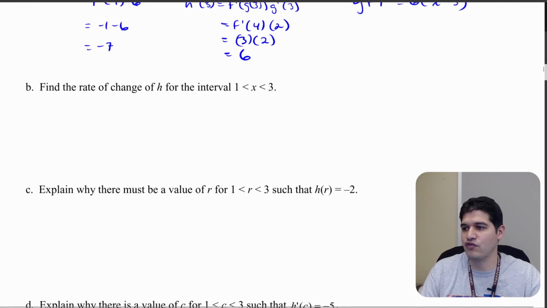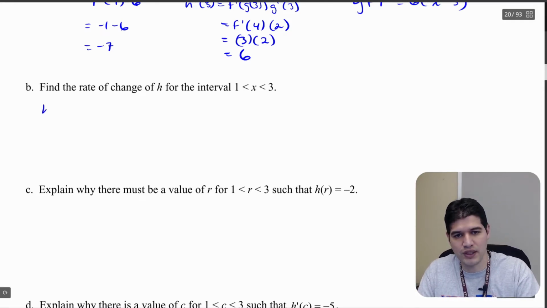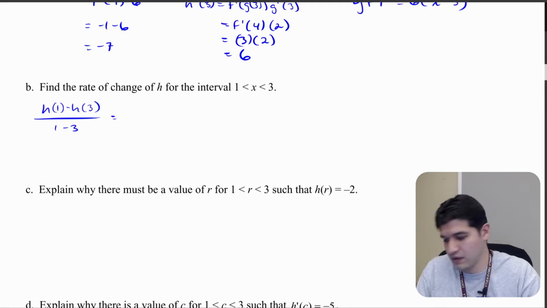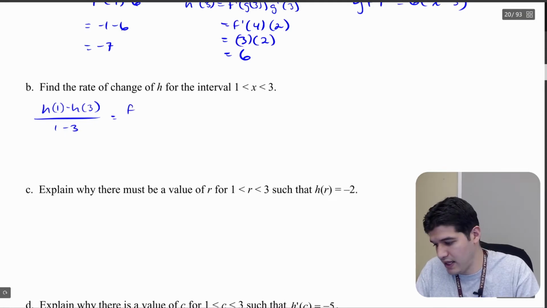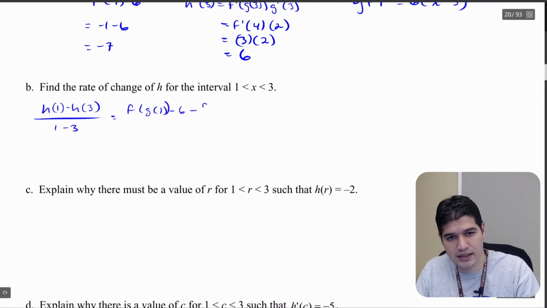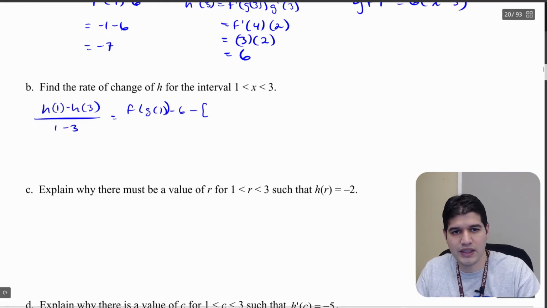We want to find the rate of change of h on the interval from 1 to 3, so essentially just the average rate of change. So let's do this. We're going to want h of 1 minus h of 3 over 1 minus 3. So h of 1 is going to be f of g of 1 minus 6, and then we're going to subtract h of 3. And we've already done the work for h of 3 because we got negative 7, right there, over negative 2.